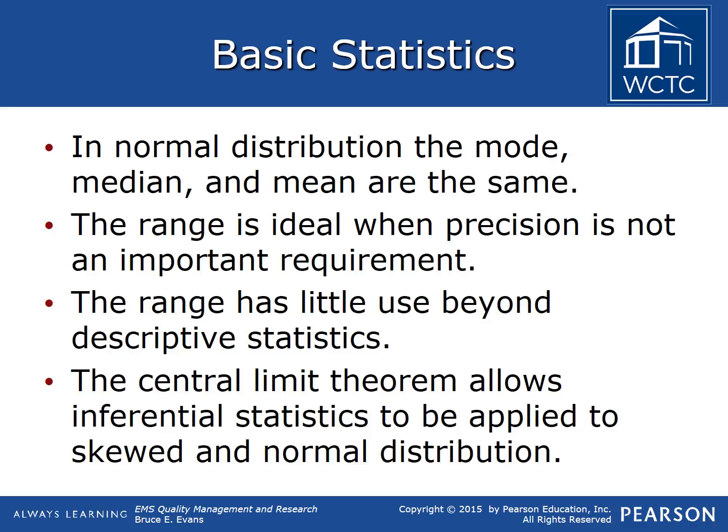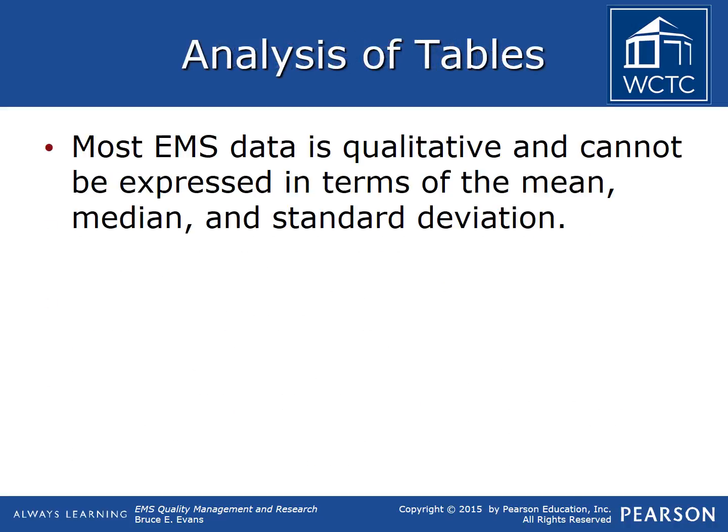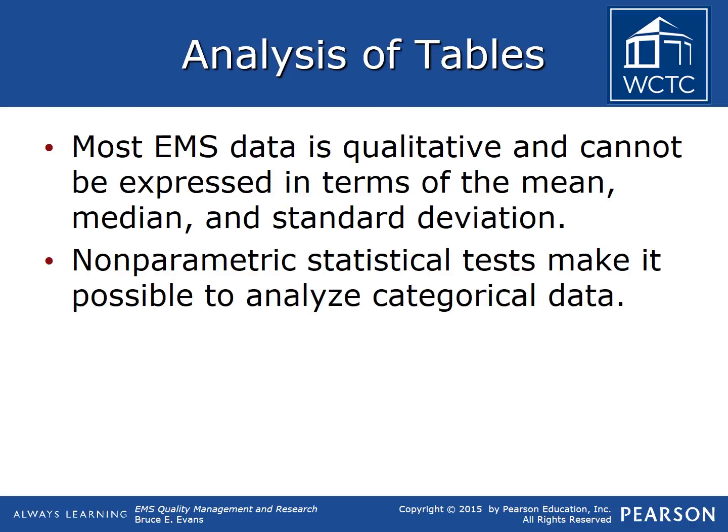As already mentioned, a lot of the data collected within EMS is qualitative, not quantitative, in nature. This means that the data does not lend itself to traditional statistical evaluation techniques such as determining a mean, median, and standard deviation. To facilitate the analysis of such data, tables are often used that indicate the number of times a specific qualitative category is documented. Such tables then lend themselves to nonparametric statistical analysis, which make it possible to analyze categorical data.